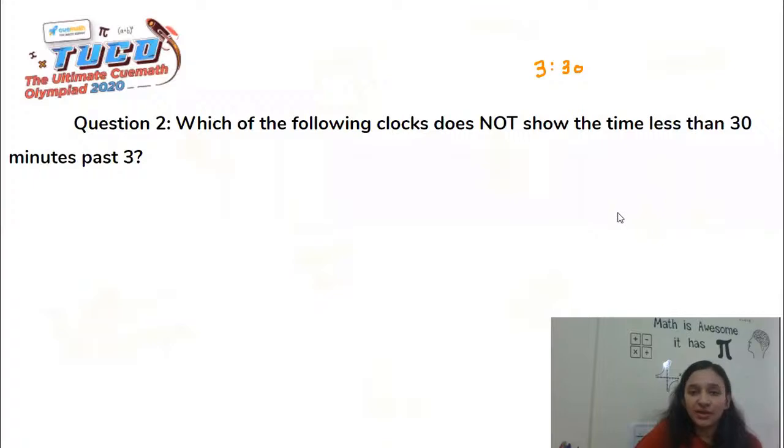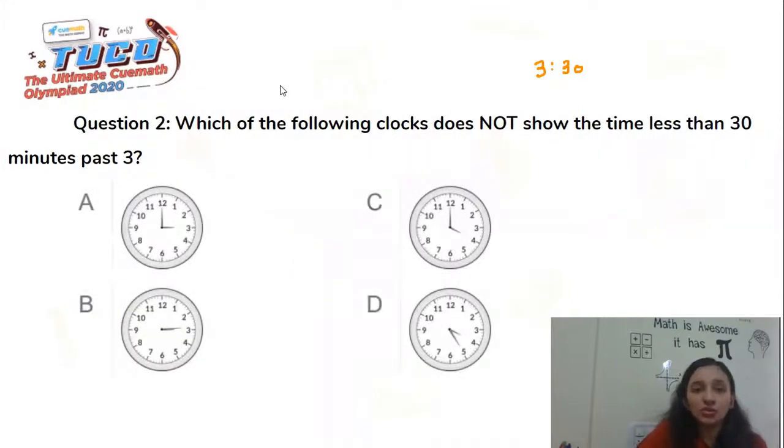So now let's see what the options are. These are the options. Now we need to read the clocks in all the options and tell which of the following does not show time less than 30 minutes past 3. Looking at option A, the hour hand is pointing at 3 and the minute hand is pointing at 12. So the time here is 3. I'm not writing AM or PM because that's not specified in the question. Coming to option B, both the minute hand and the hour hand are pointing at 3. So it's 3:15. This is how you read out the time. And if you were to write it down, you would write it as 3:15 AM or PM.